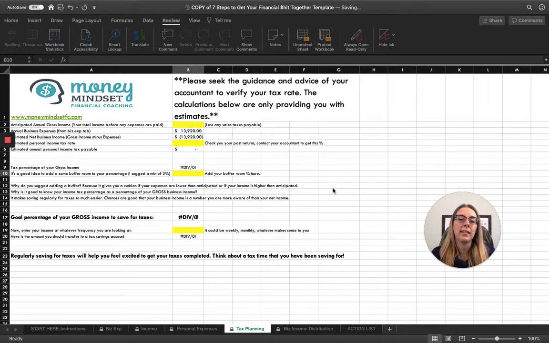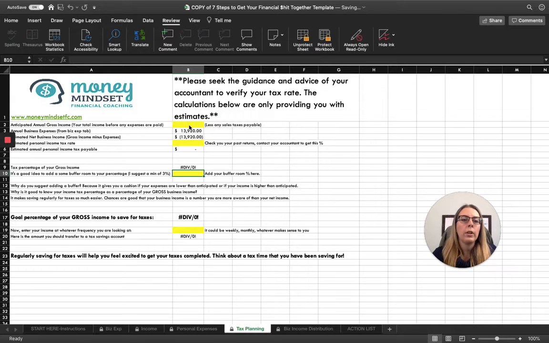Okay, I promised a step in this process that would help you be excited for tax time next year, and here it is. So, what we're going to do, some of the information here has already been added because of your business expense tab. So, what we're going to do here is plug in the numbers in the yellow cells.